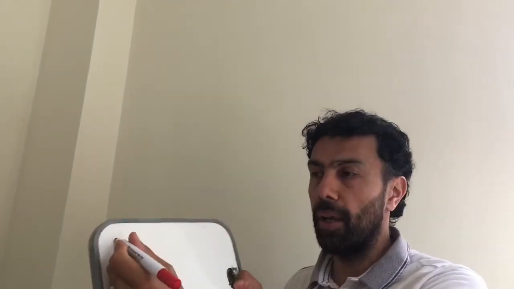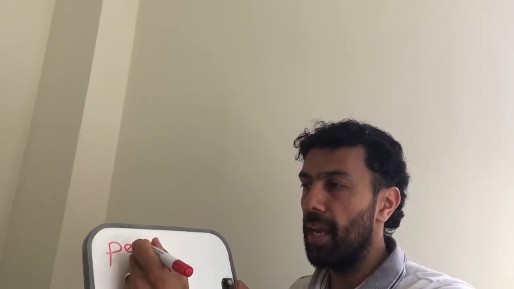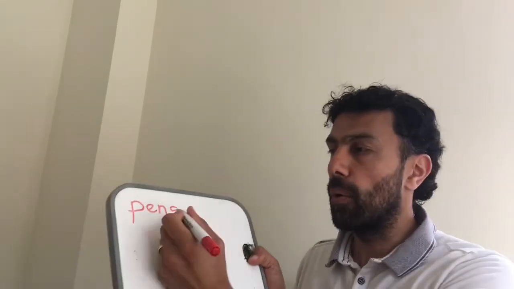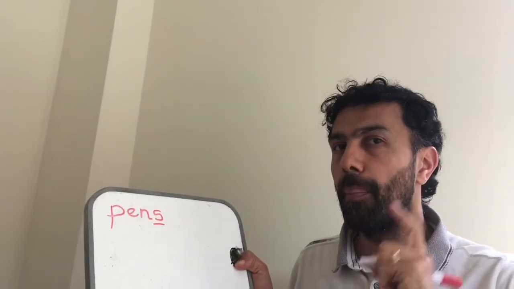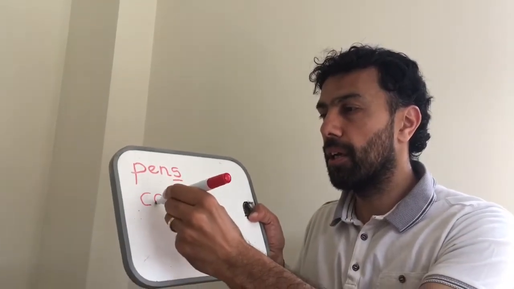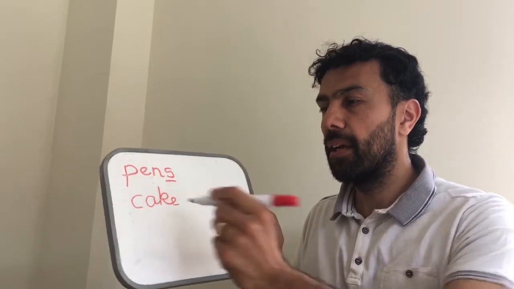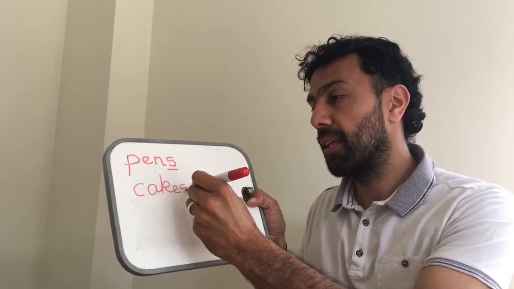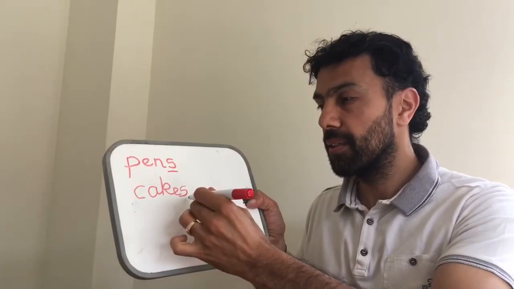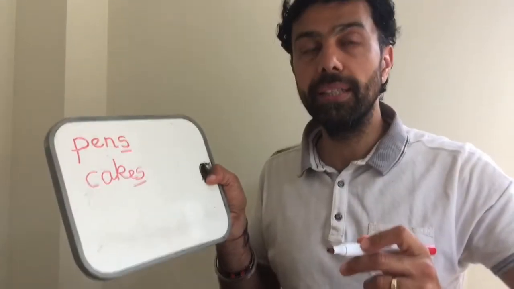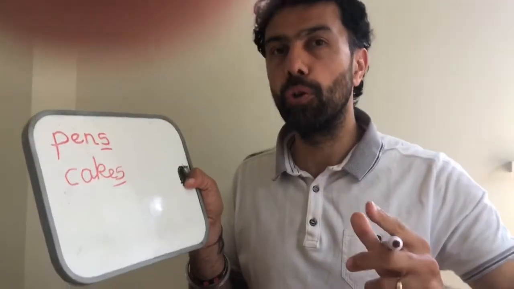So if I had a pen, I would write pen like this. Pen. But if I had more than one, I would put an S at the end. So I know there's more than one pen. Pens, which we call plural. If I had one cake, cake. We'll write it like that. But if I had more than one cake, I had lots of cakes, I'd add an S for cakes. So a lot of words have an S at the end when we write them in plurals.